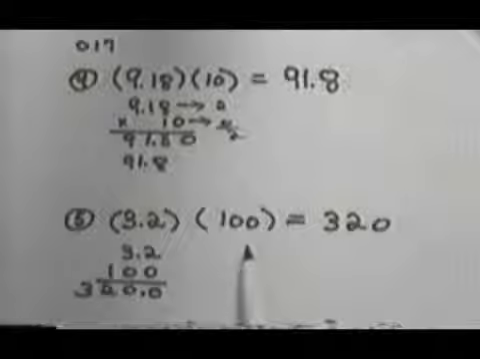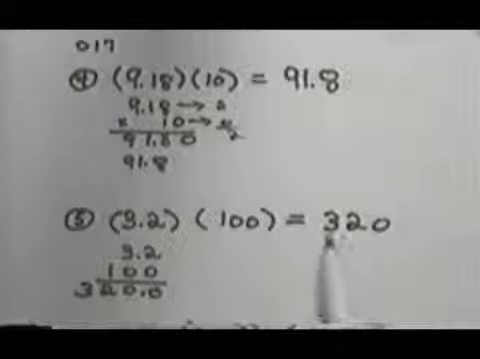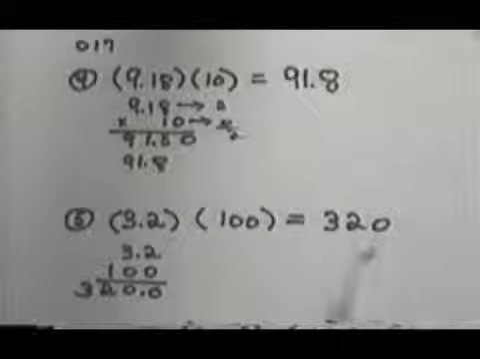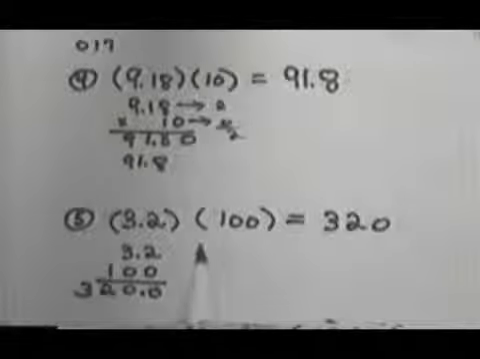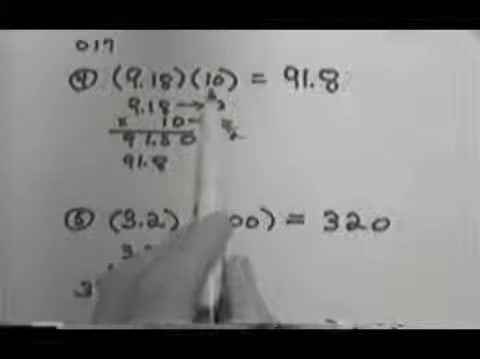Here, when we multiply by 100, we still got the 3 and the 2 again, but our decimal's in a different place. Notice that it was 3.2, now it's 320. It's been moved over 2 places. When we multiply by 100, it got moved over 2 places. When we multiplied by 10, the decimal got moved over 1 place. When we multiply by 10,000, notice we started off with 0.08 and we ended up with 800. The decimal got moved over 4 places.